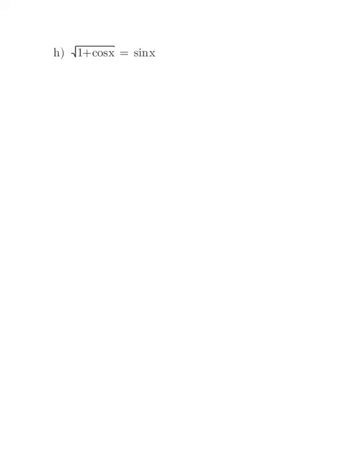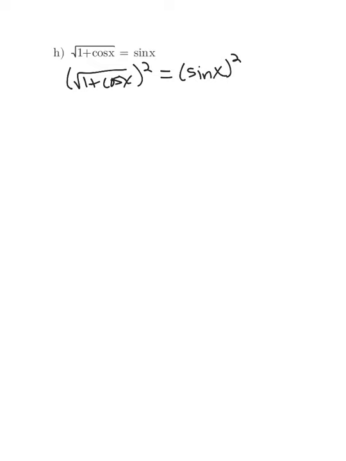On example H, we have the square root of the quantity 1 plus cosine x equals the sine of x. Well, in a problem like this, you want to get rid of that square root symbol. How do you get rid of a square root? You square it. So we are going to take our square root of 1 plus cosine x and square it, but you have to do the same thing on both sides of the equation. So we are also going to square our sine of x.